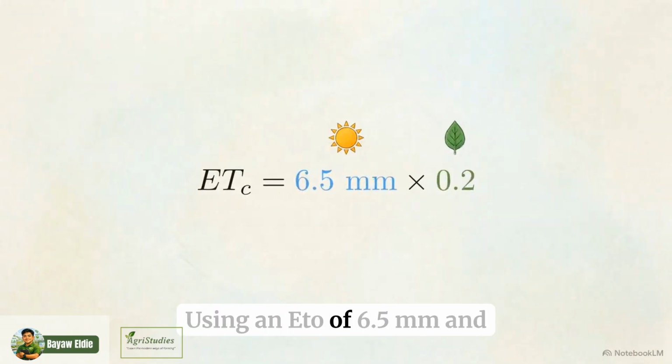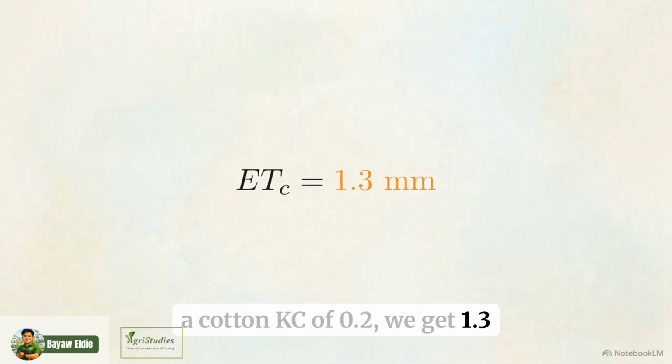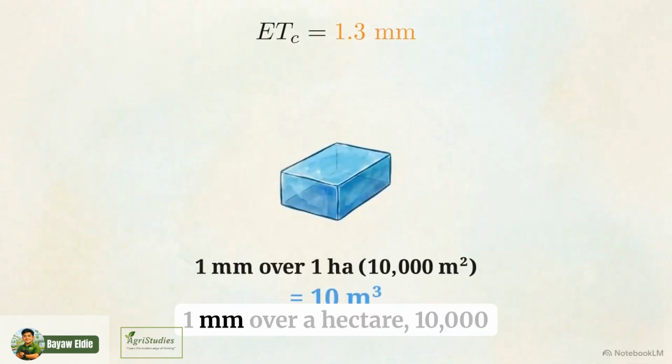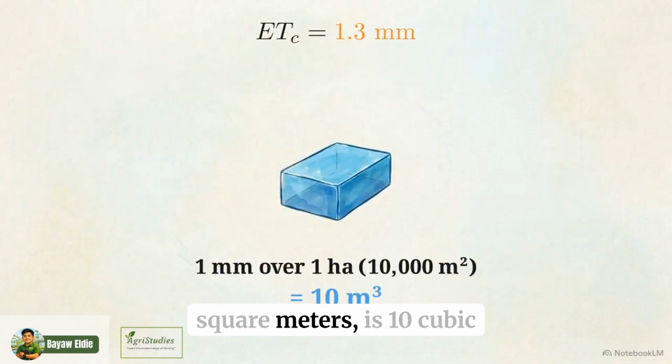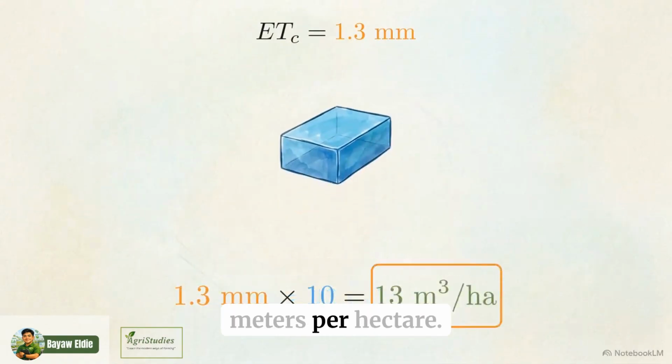Using an ETO of 6.5 millimeters and a cotton KC of 0.2, we get 1.3 millimeters. 1 millimeter over a hectare, 10,000 square meters, is 10 cubic meters. We must apply 13 cubic meters per hectare.